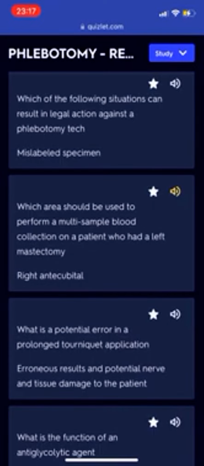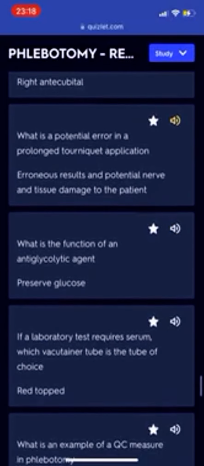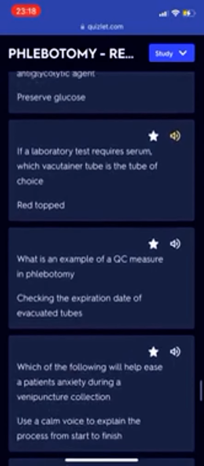mastectomy? Right antecubital. What is a potential error in a prolonged tourniquet application? Erroneous results and potential nerve and tissue damage to the patient. What is the function of an antiglycolytic agent? Preserve glucose. If a laboratory test requires serum, which vacuum tube is a tube of choice?